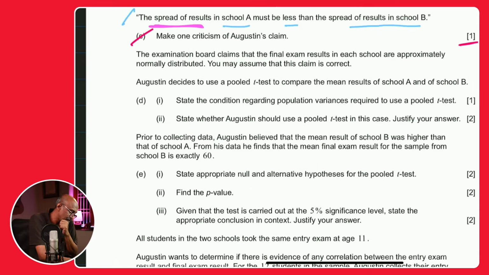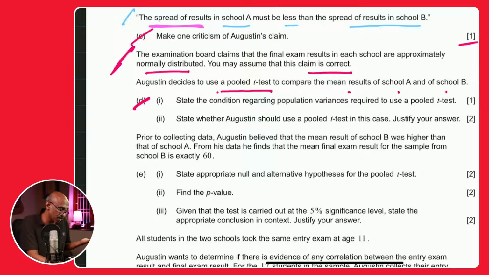The examination board claims that the final exam results in each school are approximately normally distributed. That's good to know. You may assume that this claim is correct, so we are going to assume that. Augustine decides to use a pooled t-test to compare the mean results of school A and of school B. State the condition regarding population variances required to use a pooled t-test.